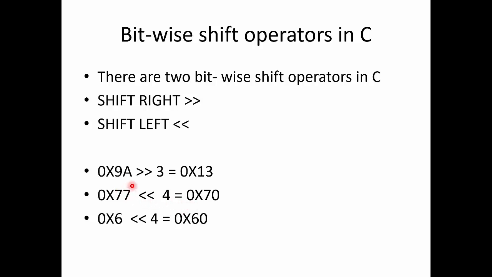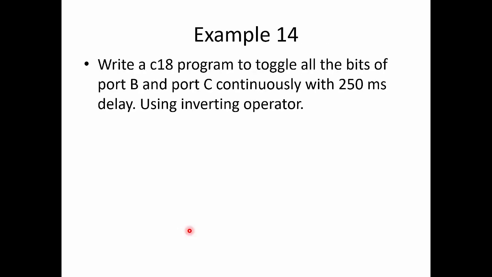So take 0x9a. If this is the case, then you have to shift the number 9a by 3. So you use a right shift, shifting bit by bit, 1 by 1, 3 times. And if it is a left shift, then you shift bit by bit to the left 4 times. So you will obtain the answer like this.